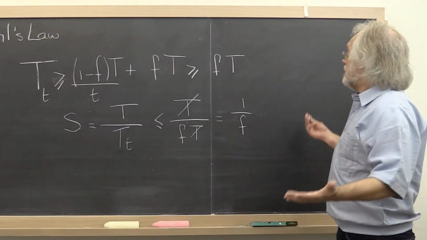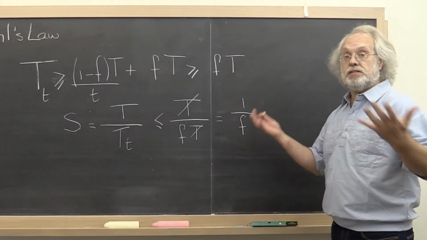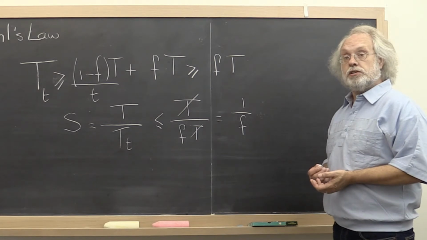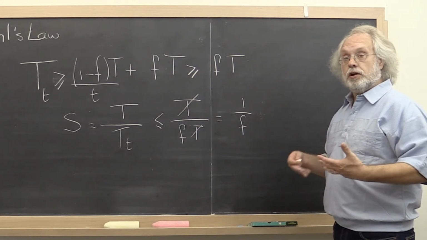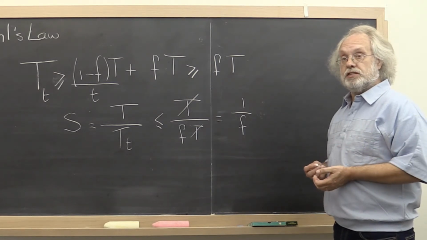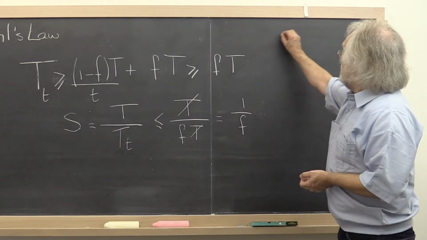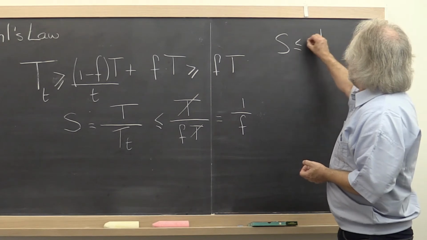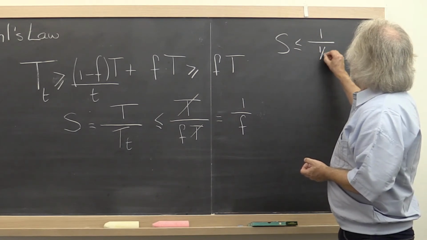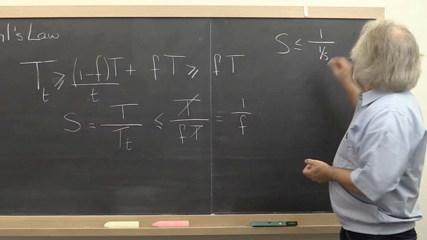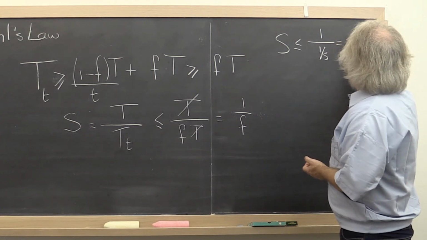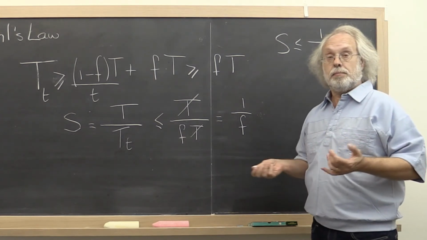Now let's look at an example. What if you decide that 20% of your code is not worth parallelizing? The part of the code where you spend 20% of your time. Then what this says is that the speedup is bounded by 1 over 1/5, 20%. And therefore the best speedup you can hope for is a speedup of 5.